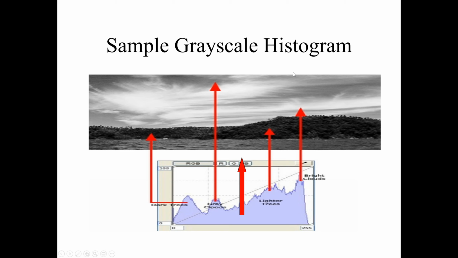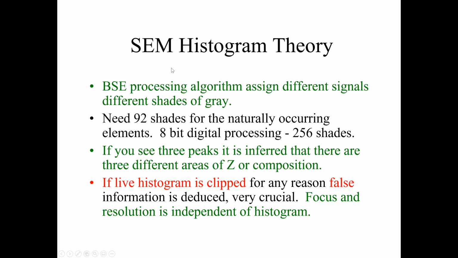It's very important once you get to backscatter images, because if this is wrong, everything else you infer is wrong. The way it works, the microscope has a processing algorithm, and it assigns different backscatter signals different shades of gray.